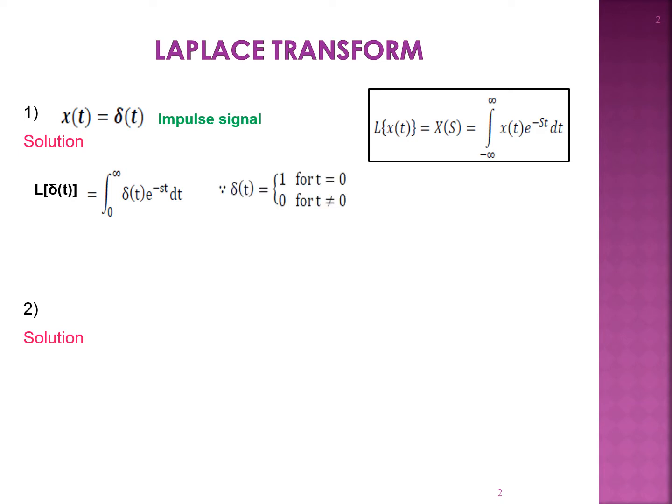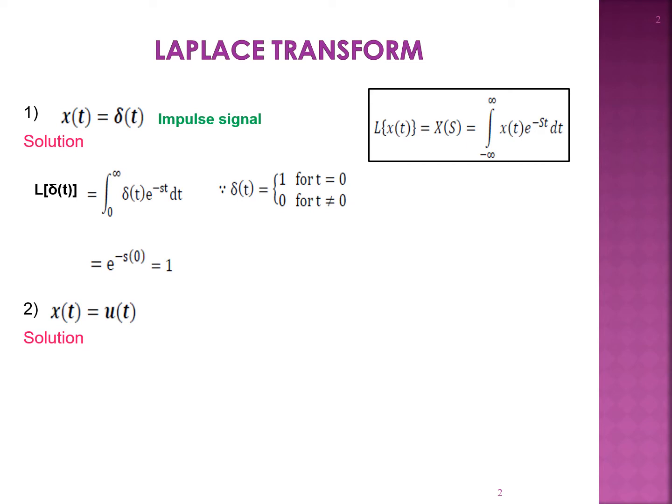Now this is what I told you here. Del of t is equal to 1 for t is equal to 0 and 0 for t not equal to 0. So at t is equal to 0, del of t is 1. So e power minus s of 0. E power 0 is going to be equal to 1. So Laplace transform of impulse signal is going to be 1. Now let us move on to the second problem.